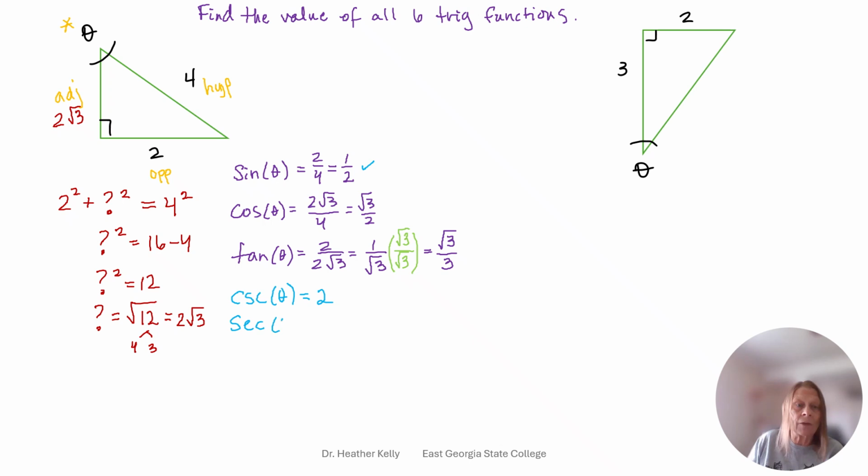My secant of theta is the reciprocal of cosine. So that's going to give me 2 over the square root of 3. Now we can't leave it like that. We have to rationalize. So I'm going to multiply that by the square root of 3 over the square root of 3 to get our new answer, which is 2 square roots of 3 over 3. And then finally our cotangent of theta is equal to, and I'm going to pick it up right here, square root of 3 over 1, so it is just the square root of 3.